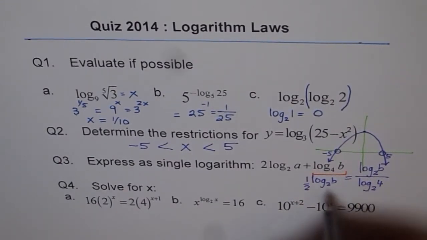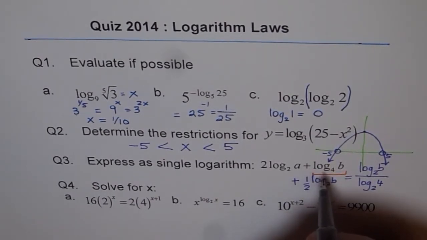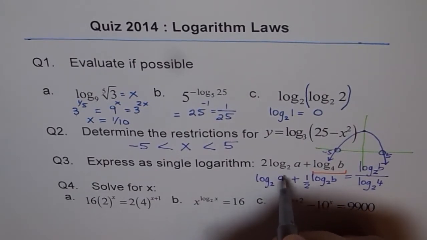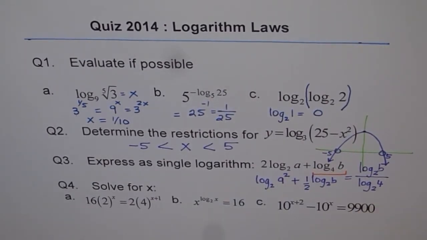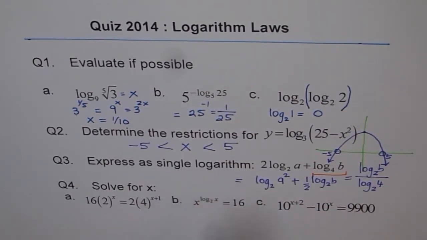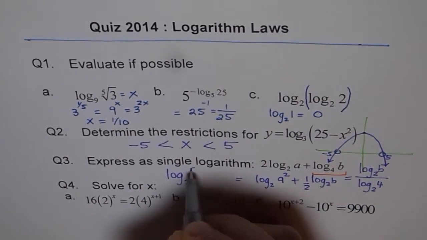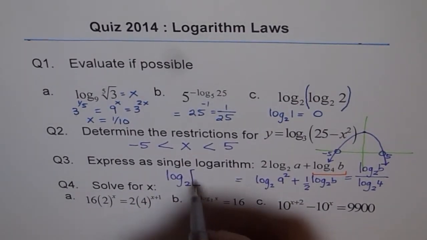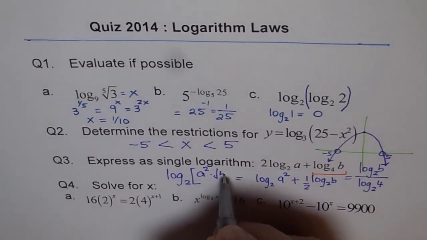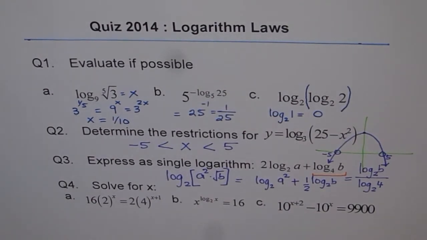Do you get it? So I'm rewriting the expression given to us, and we will write this as log to the base 2 of a squared. You see that? And let's move leftwards to write down our final solution as a single log. So it is a single log to the base 2 of a squared times the square root of b. So that is a single logarithm for the given expression.